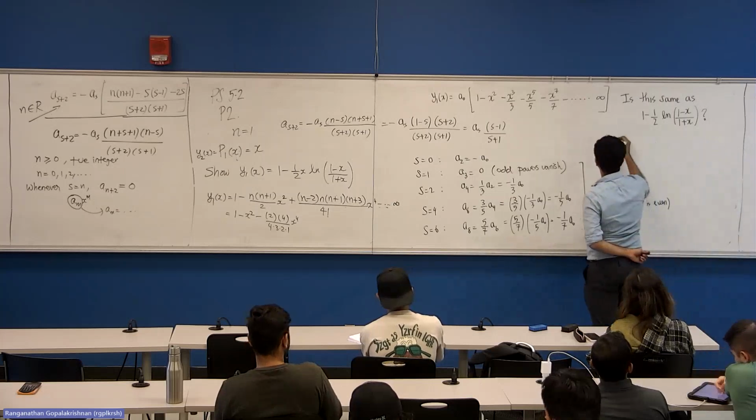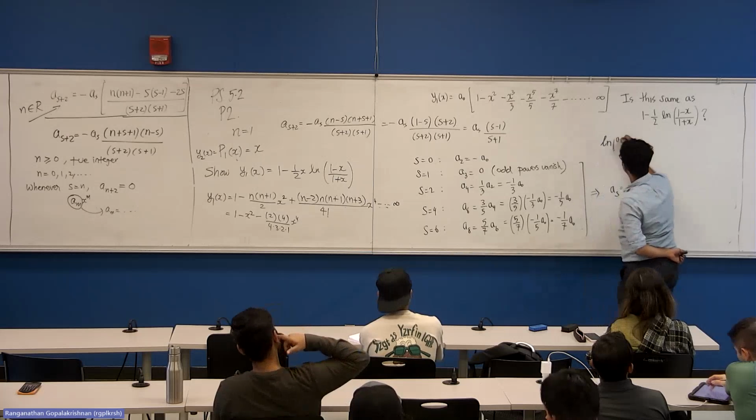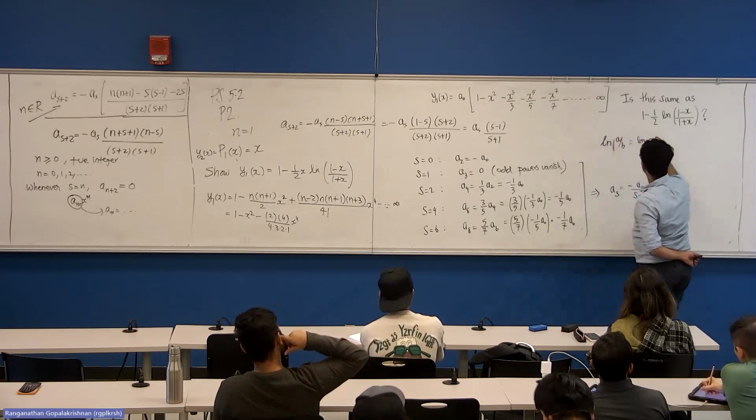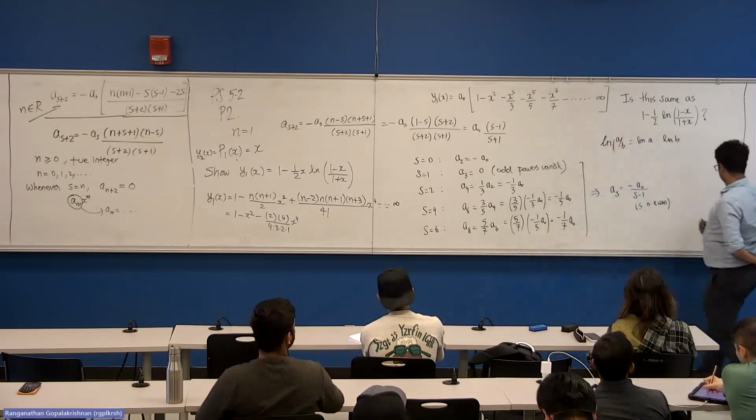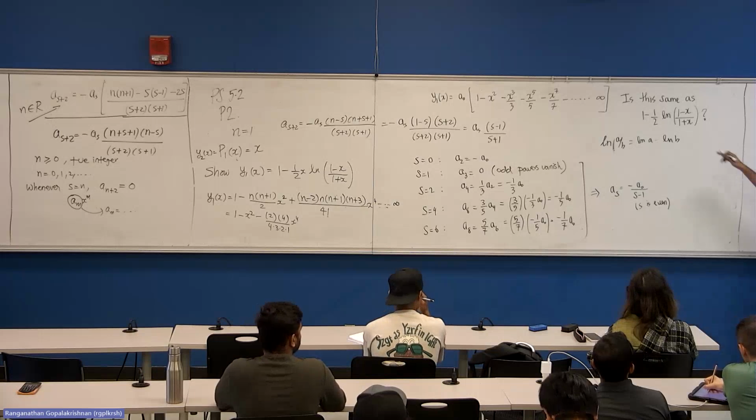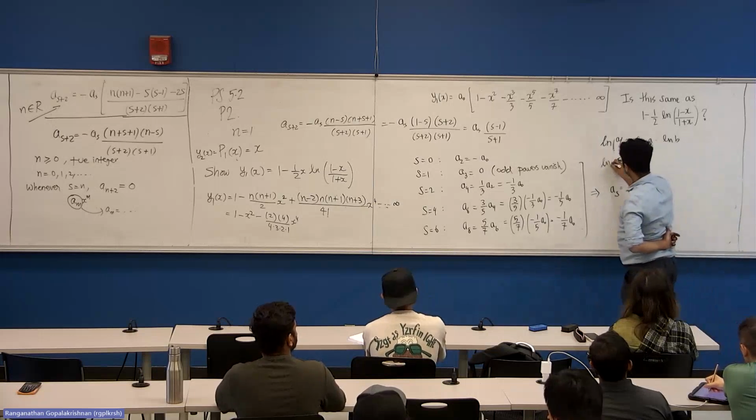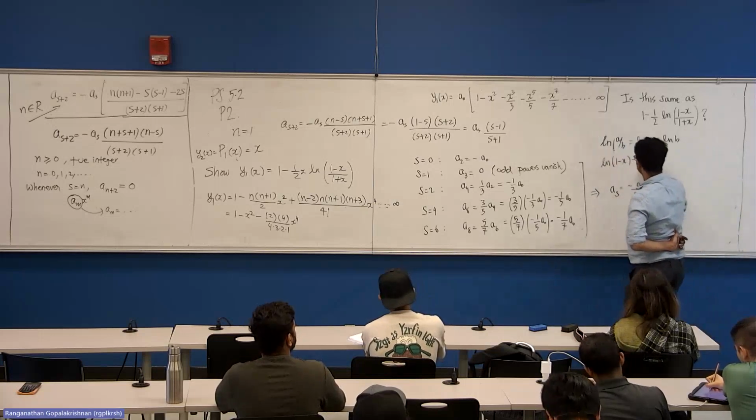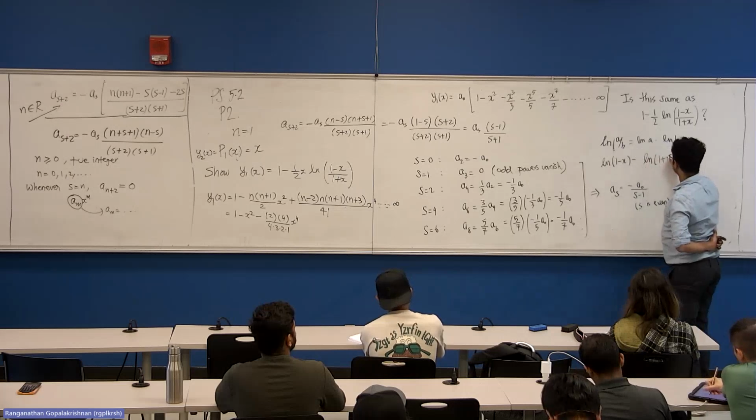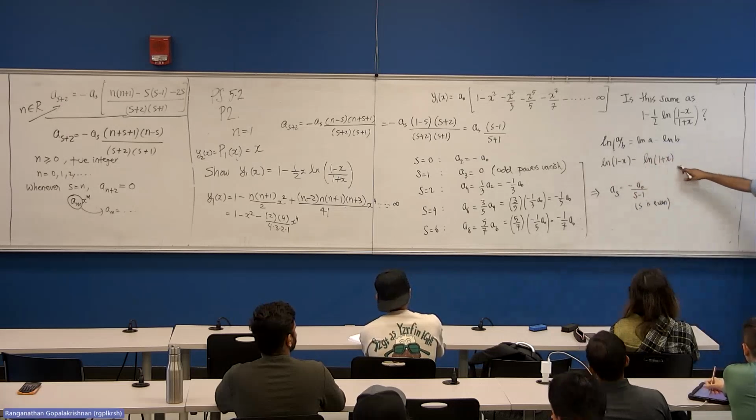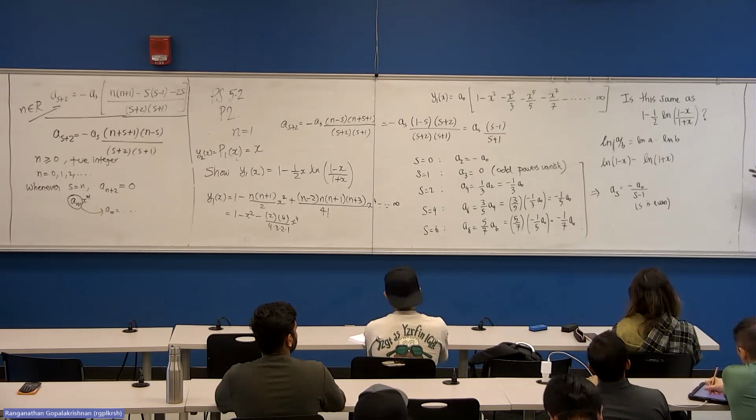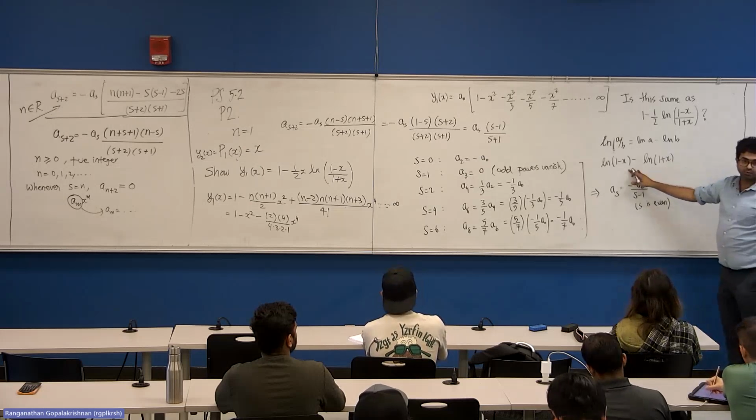You very well know this. What is ln of a over b? That is just ln a minus ln b. You know this to start with. So you can write ln of 1 minus x minus ln of 1 plus x. You know the series for these. These are elementary functions, right? You know the power series for ln of 1 plus x and 1 minus x. What are these?